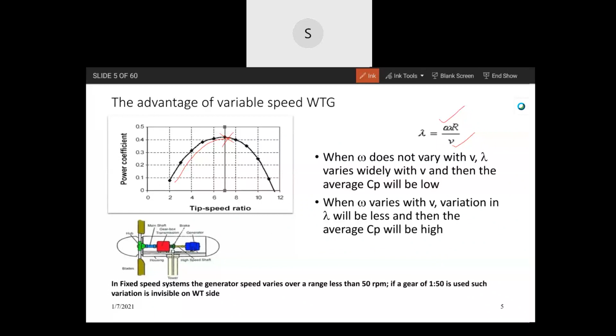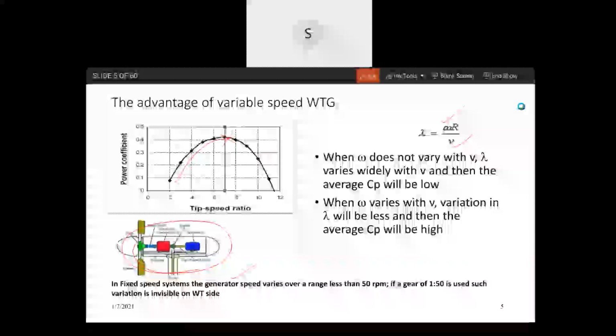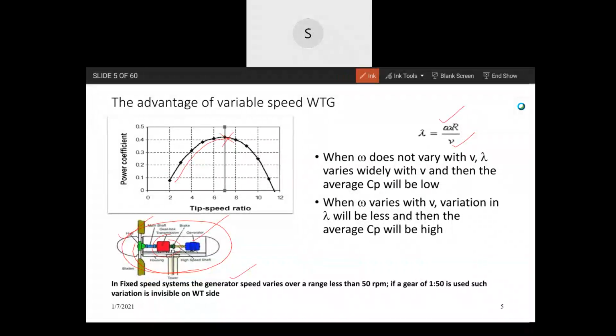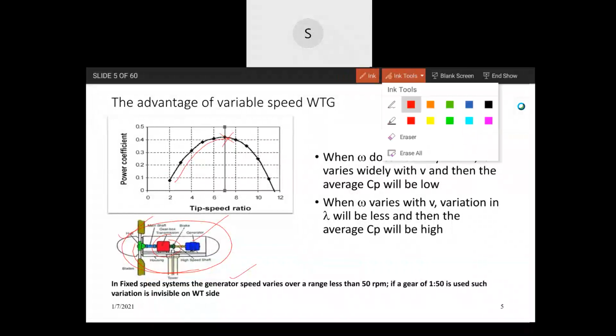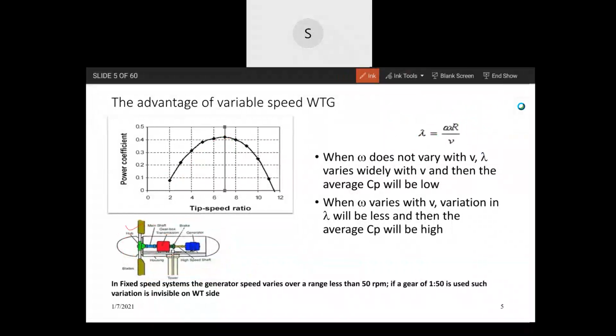In fact, I'll explain this with a large figure later. But what is being shown here is a wind turbine coupled to a generator, an induction generator, through a gear. The purpose of the gear is to provide a low speed to the turbine and allow the generator to run at a high speed above that.